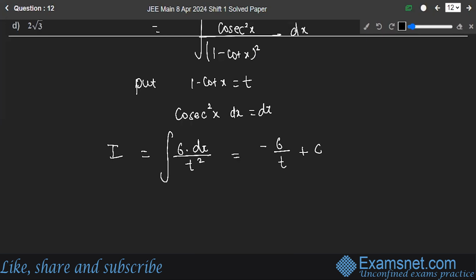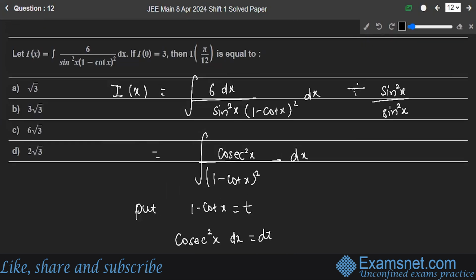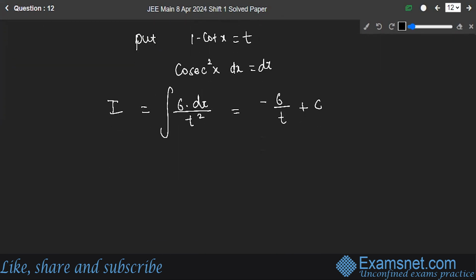Now, you're given I of 0 is equal to 3. This was your I of x. So I of 0 is equal to 3. What will give you... okay, I have to fill in the value of x also, right? So this is equal to minus 6, 1 minus cot x plus c, correct?